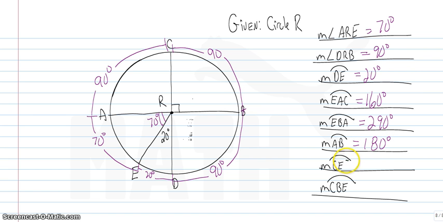The measure of arc CE, where we want the minor arc because there's only 2 letters. The shortest distance is going to go in this direction, so it's 90 plus 70 more for 160 degrees. And lastly, the measure of arc CBE, starting at C, through B, ending up at E. That's 90 plus 90 plus 20, which would be 200 degrees.